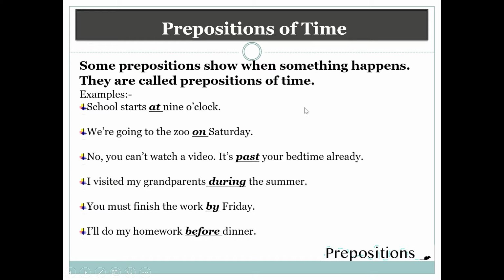Now, prepositions of time. Some prepositions show when something happens. They're called prepositions of time. For example, school starts at 9 o'clock. So they show the time of when the school starts. The school starts at exactly 9 o'clock.